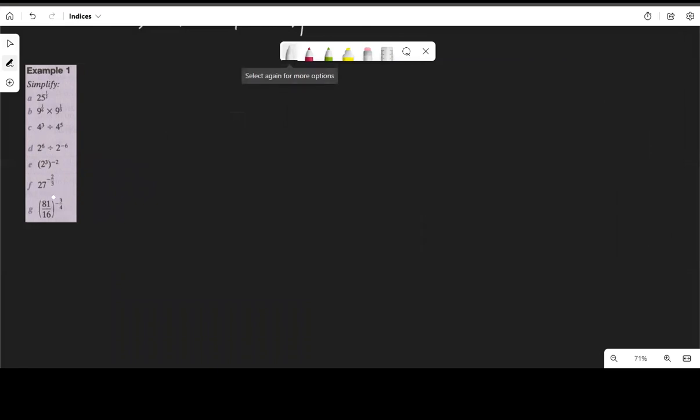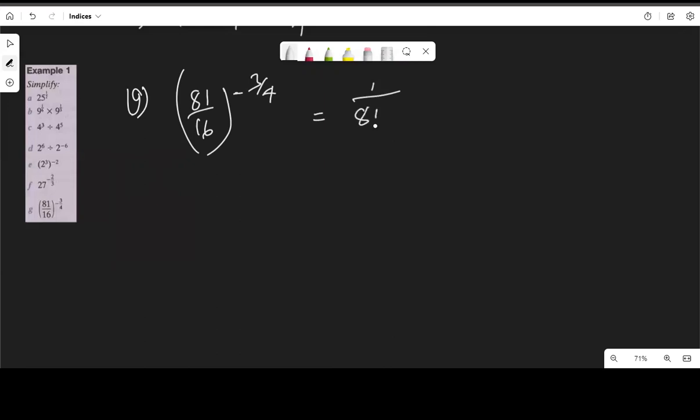And question G, we have 81 over 16 to the power of negative 3 over 4. This will be removing these negative indices. We have 1 over 81 over 16 to the power of 3 over 4, which means I have 1 over the 4th root of 81 over 16.